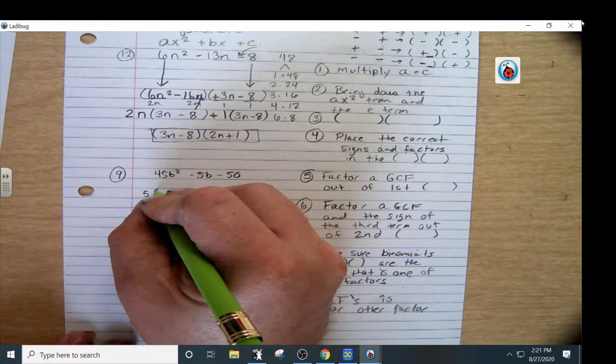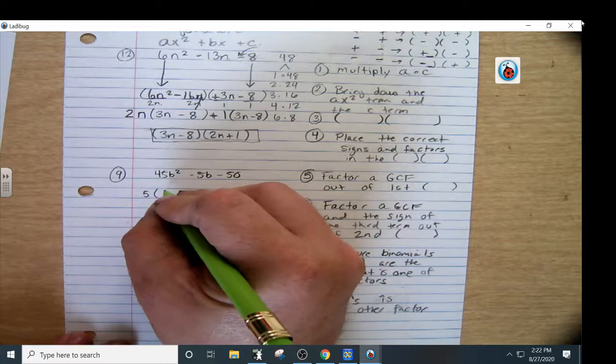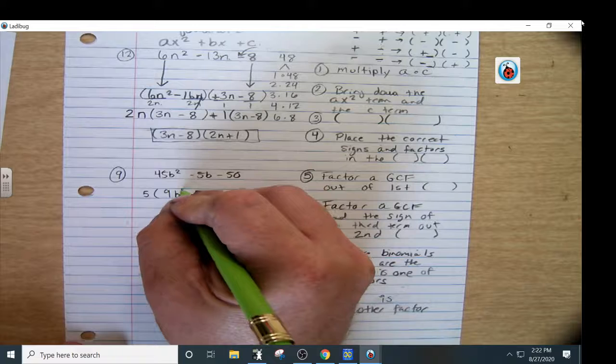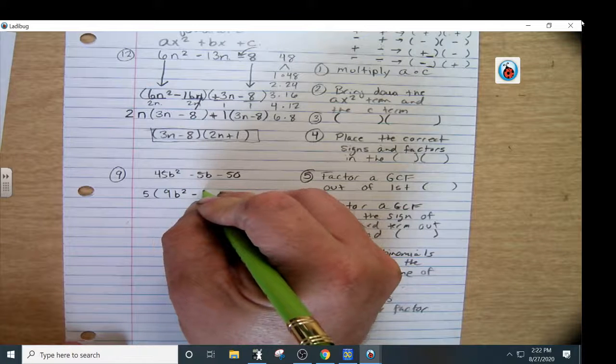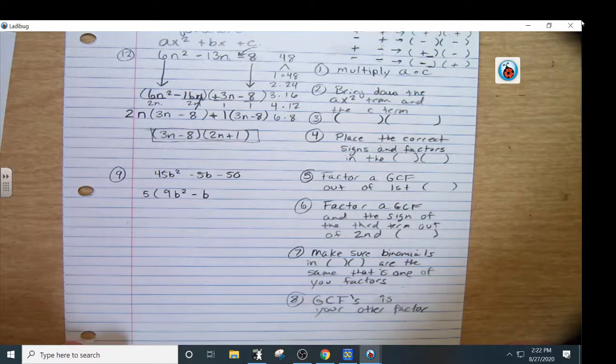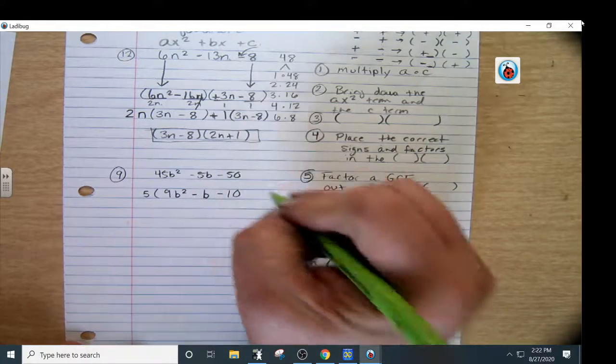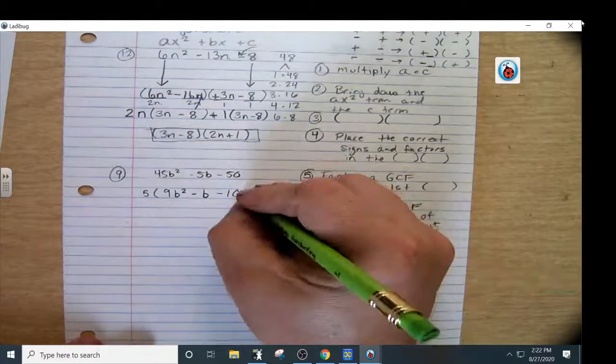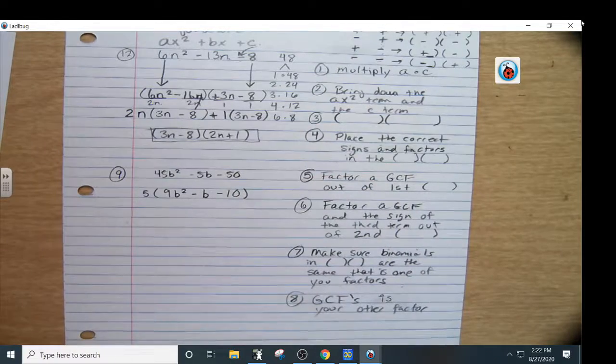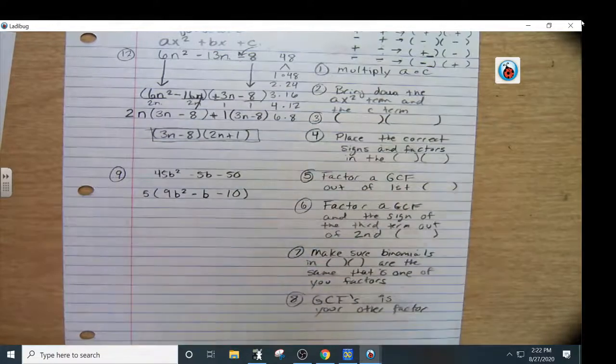All right, so factor the GCF out. That's going to be 9b squared minus b, or 1 or negative 1b, any way you want to do it, minus 10. So, guys, make sure you try to get a GCF first, okay? Every time. The only reason we didn't try it that time is there was not one on the first. There was not a GCF on the first one, okay?